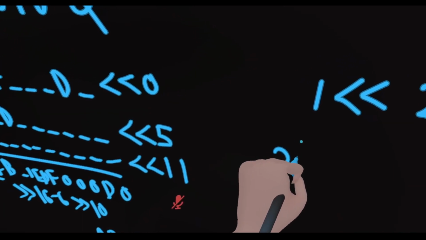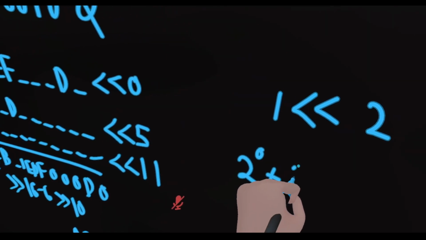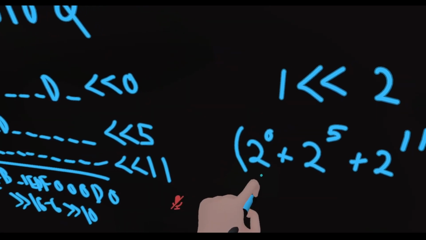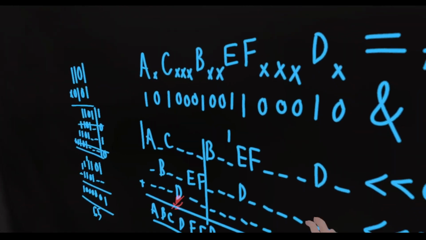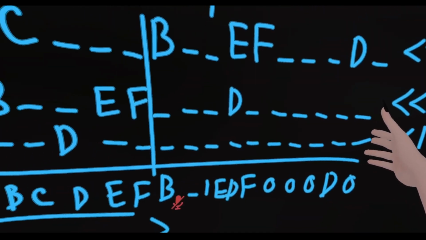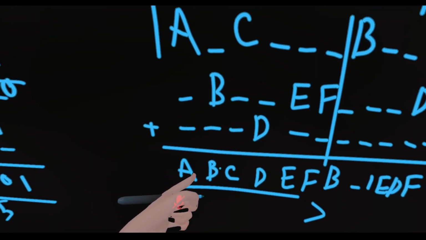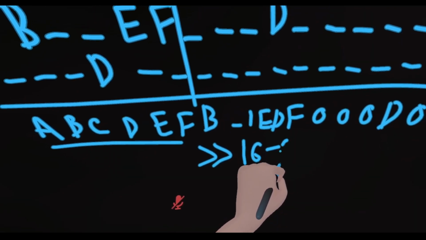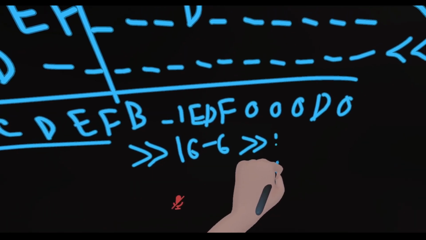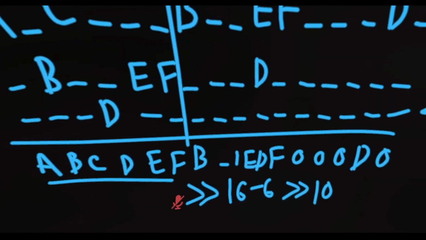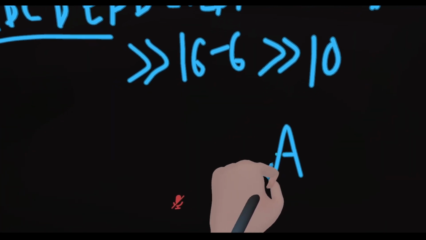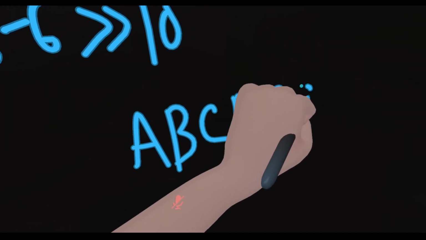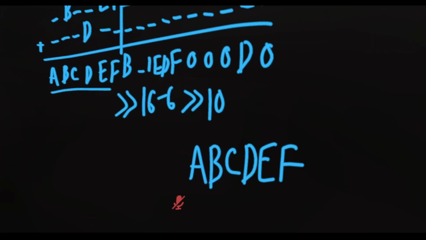So our multiplier would be 2 to the power of 0, which is 1, plus 2 to the power of 5, plus 2 to the power of 11. You multiply by this. After you've ANDed, we have a 16-bit number. We have 6 bits that we care about. We do 16 minus 6. You bit shift it by 10 places. And that gives us A, B, C, D, E, F, our value.